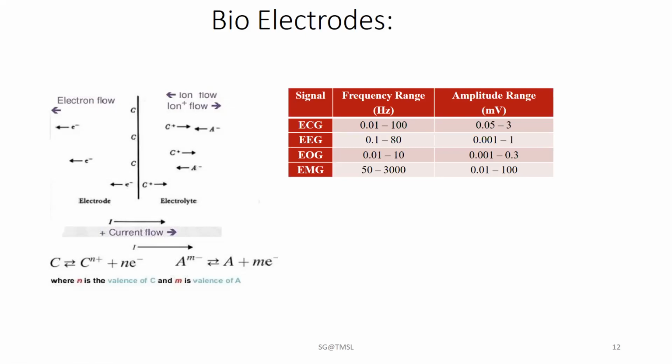So electrode and electrolyte. Electrons basically move in a direction opposite to that of the current in the electrode. So here, the current flows in this direction, and the electrons move in the opposite direction.